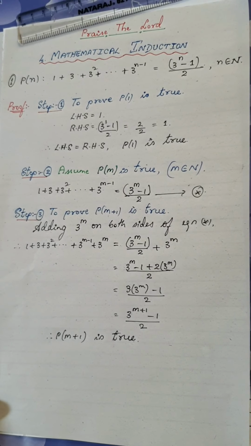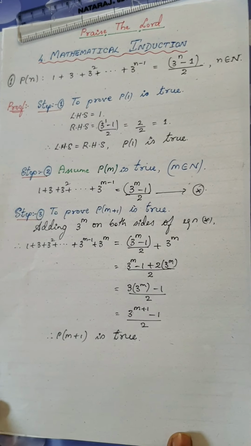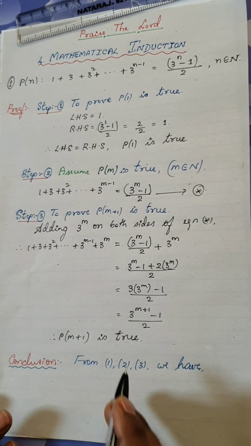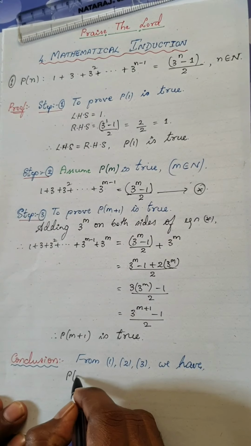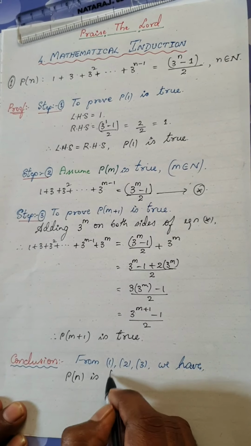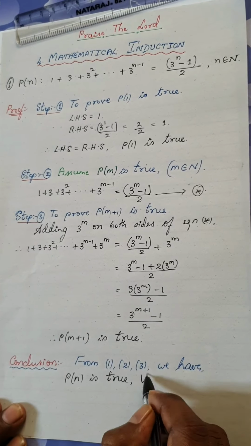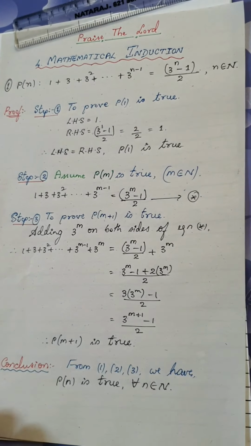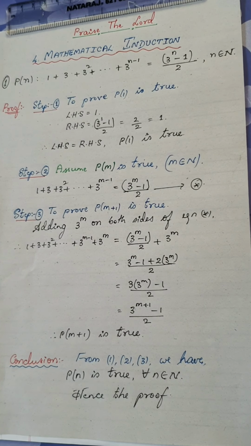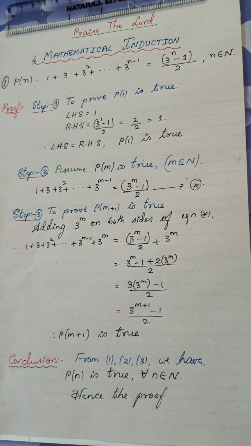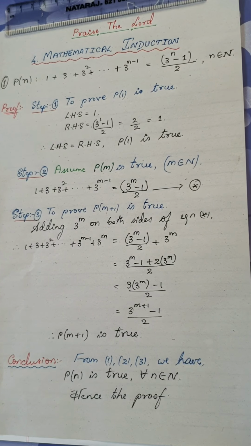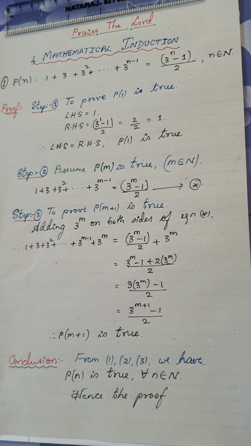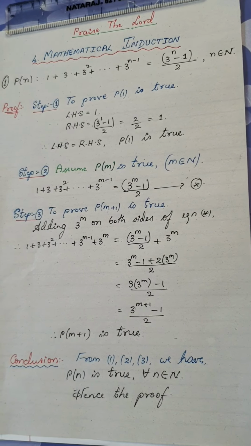Once this step is cleared, we are going to write the conclusion. What is the general conclusion we write? From 1, 2 and 3, we say P of n is true for all n belongs to N. Hence the proof. These are the steps we are going to use to prove the given statement by the principle of mathematical induction. I hope this was a very simple question. Let's move on to the next one.